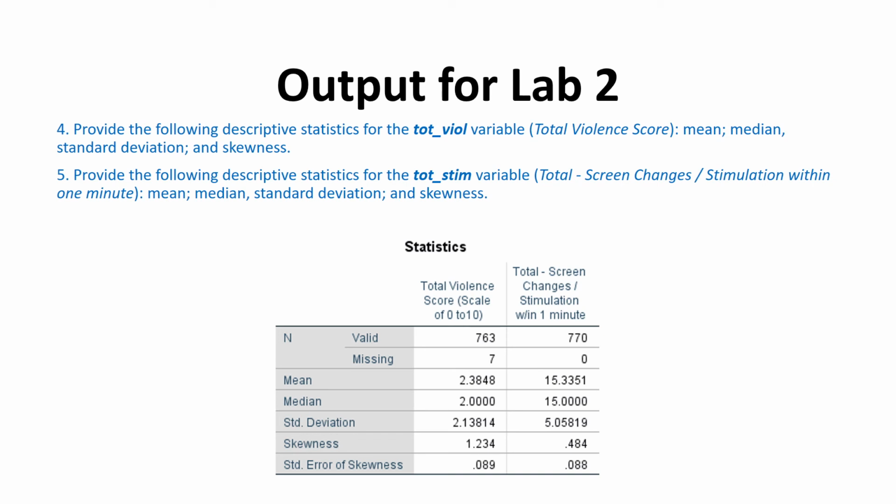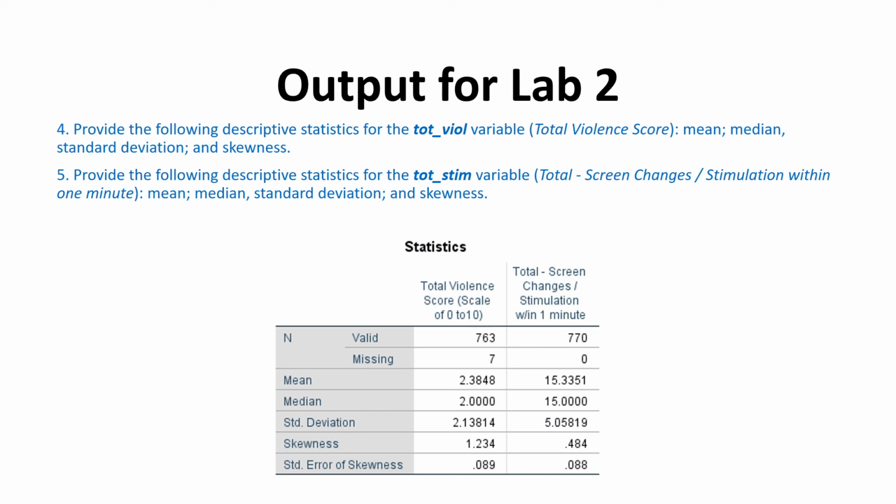Now, for questions 4 and 5, we're moving on to different variables. We're no longer just using the era and appropriate age variables. We're now using variables that are at that interval ratio level of measurement. So we're doing the total violence score, which has a short name of TOT_VIOL, as well as the total screen changes or stimulation, which is the TOT_STIM.